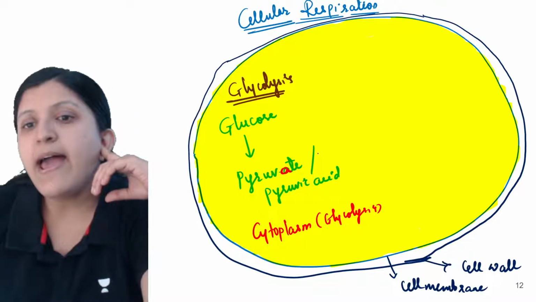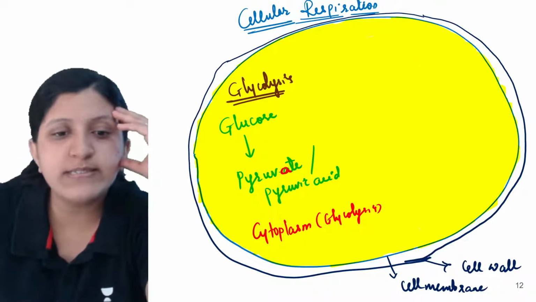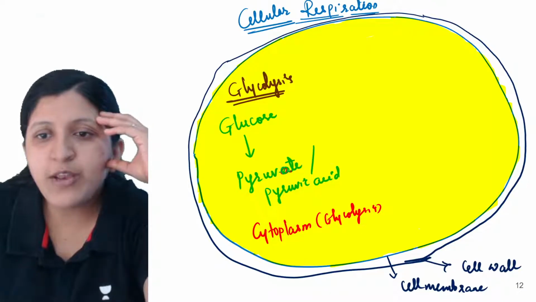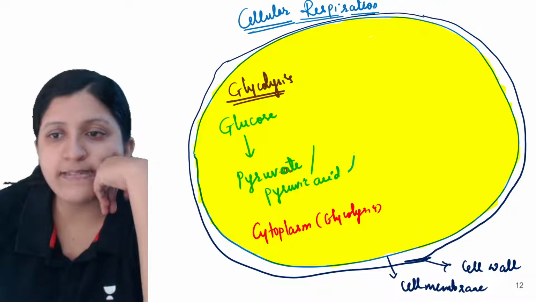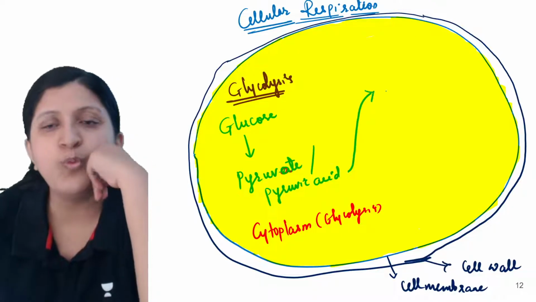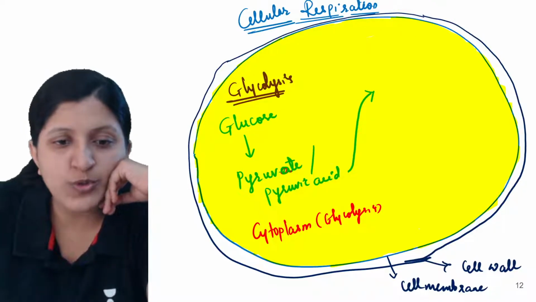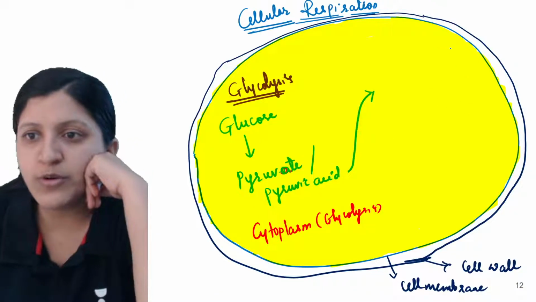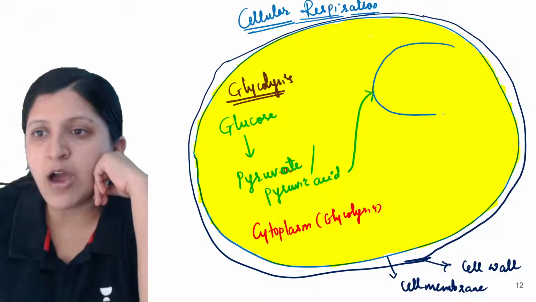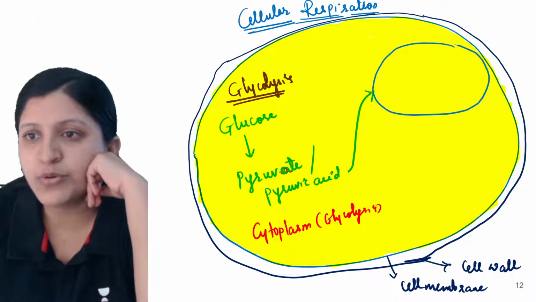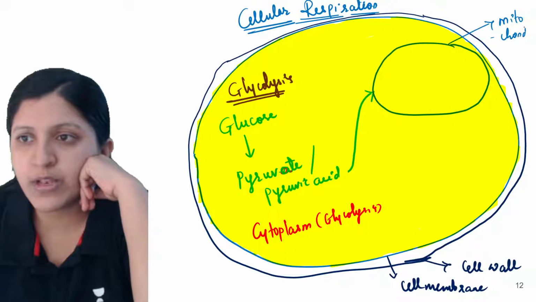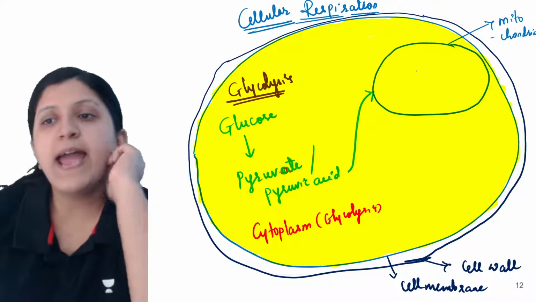All right, and now the next process here is the Krebs cycle, where this pyruvic acid, or pyruvate, will start to move into the mitochondria. So we'll draw the mitochondria over here. This is the outer membrane of the mitochondria. I'll label this as mitochondria.